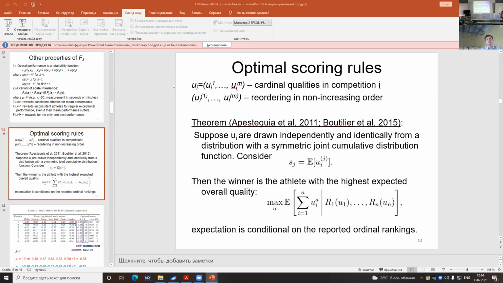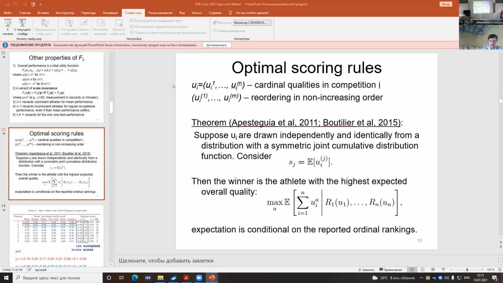But this expectation is conditional because when we have a preference profile at hand, we already know our ordinal rankings, R1 to Rn. So we don't know these u1 to un cardinal results because as input of our ordinal procedure, we don't know cardinal results. As input, we use only ordinal rankings R1 to Rn. So this expectation is conditional according to the information that we know.